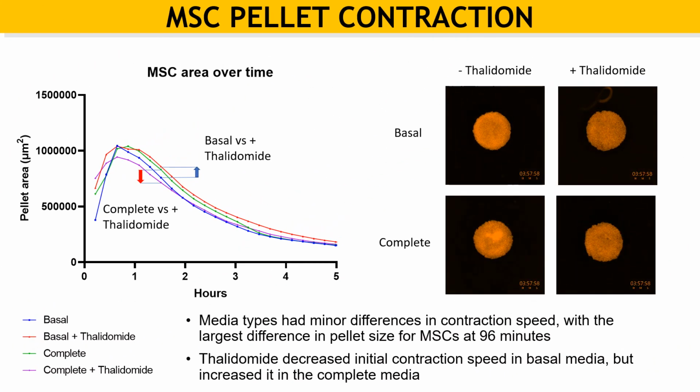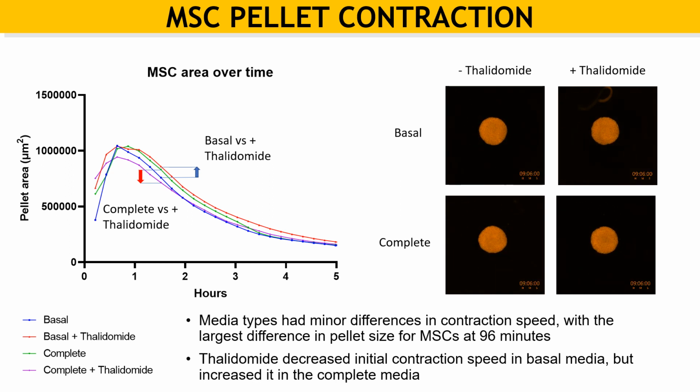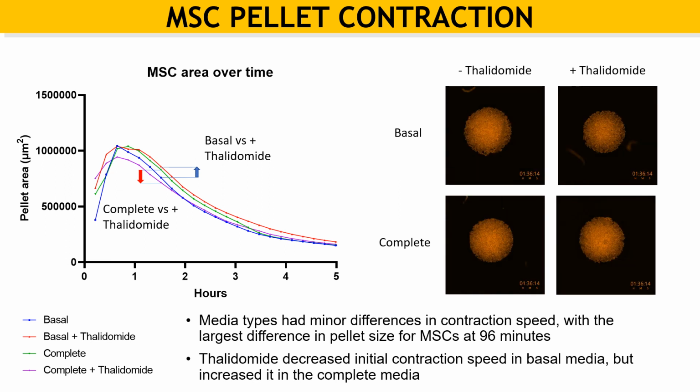In MSCs, peak pellet size difference occurred 96 minutes post-seeding. Thalidomide had opposing effects on contraction in the two medias, increasing speed during early pellet formation in complete media while decreasing it in basal.